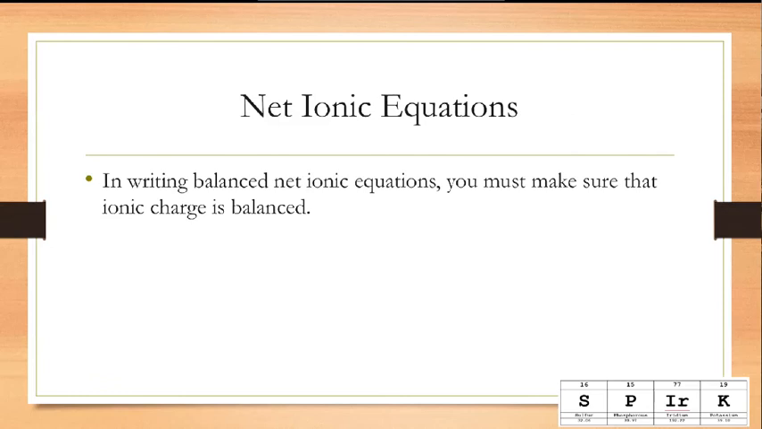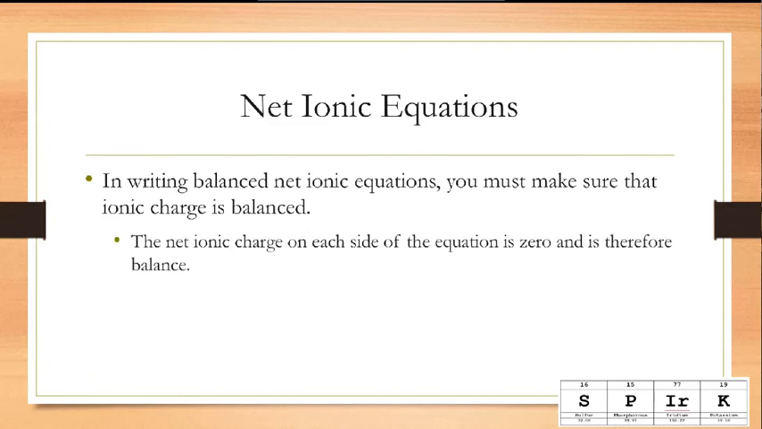In writing balanced net ionic equations, you must make sure that ionic charge is balanced. The net ionic charge on each side of the equation is 0 and is therefore balanced. Here we have +1 from the silver and -1 from the chloride, so they cancel out to 0, and we have no ionic charge on the right-hand side. So this is balanced out.